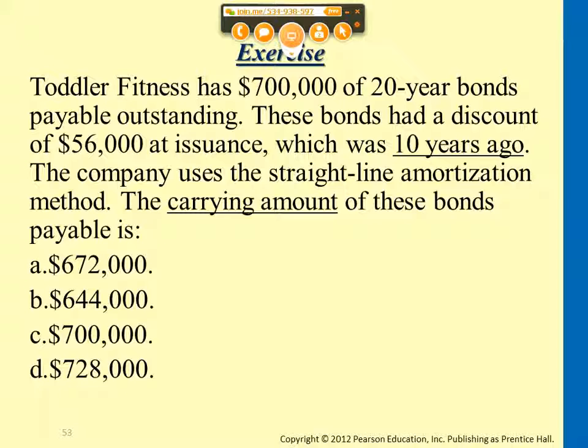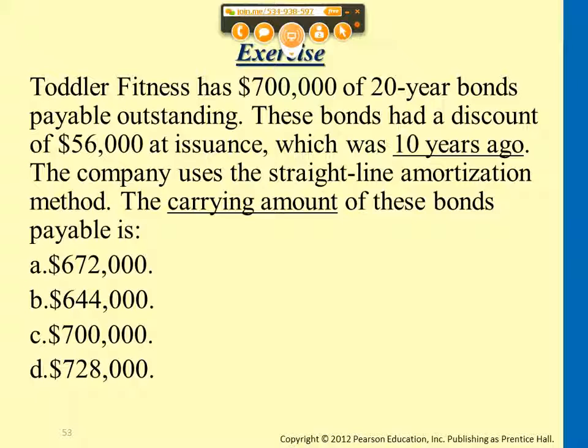So for this problem, at the time point when the company issued the bond, what is the carrying amount at that time? You know the face value is $700,000. You know the discount. So at that time, the carrying amount would be $700,000 subtract the $56,000, right? So what is this amount here? It would be $644,000. So this is the carrying amount at the time of issuance.